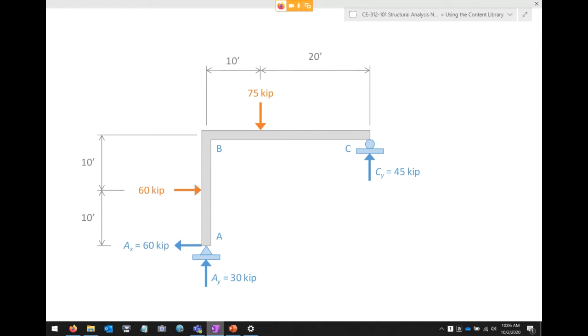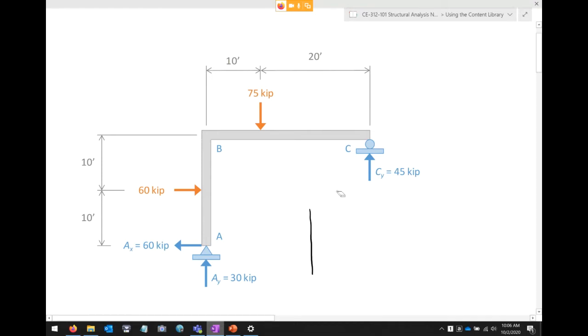Now, I'll go ahead and tell you, for this problem, we could basically just treat it as the column and the beam, two separate members. But I'm actually going to treat it a bit more generally. Instead, I'm going to cut the column, cut the beam, and then cut just this little joint. So we're actually going to investigate the equilibrium of three separate components.